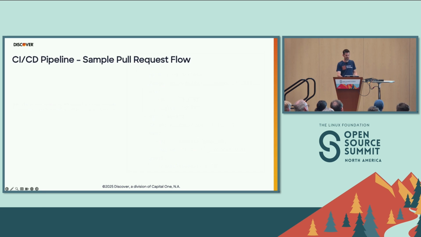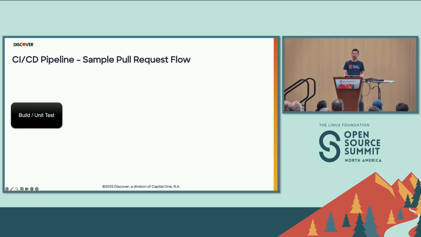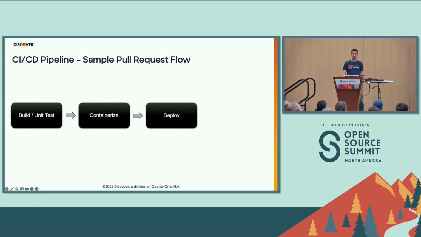So now we put it all together, and let's say that in a pull request, you want to do this narrow integration testing. So you have a build unit test phase, then you build your container images for your mock, and then your main application, deploy that out to your environment, and then run through your integration tests.